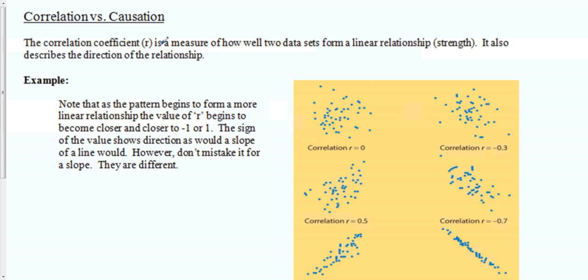The correlation coefficient, r, is a measure of how well two data sets form a linear relationship. It's the strength. It also describes the direction of the relationship. Now this r will pop up when you run it on your calculator. You'll see r and an r squared. The r is really what matters here.